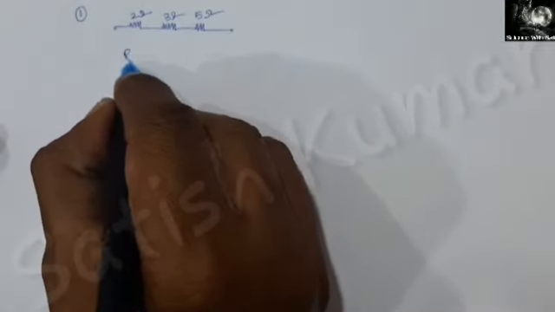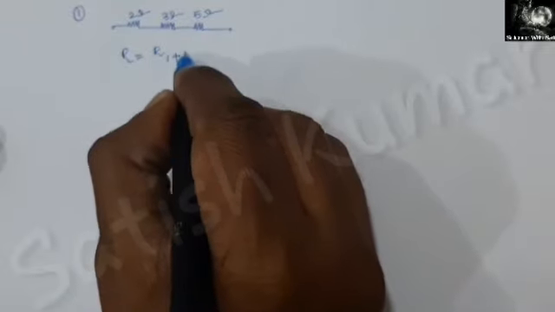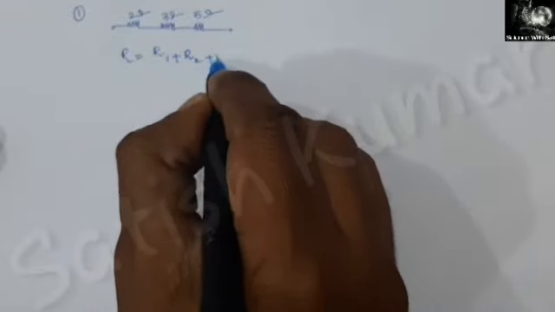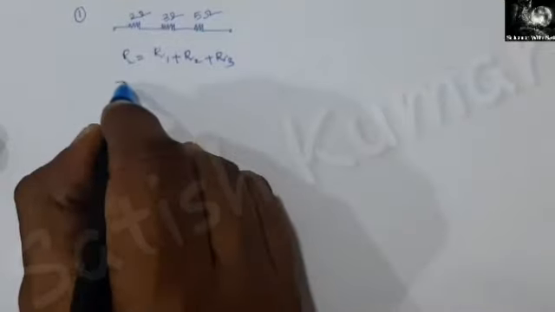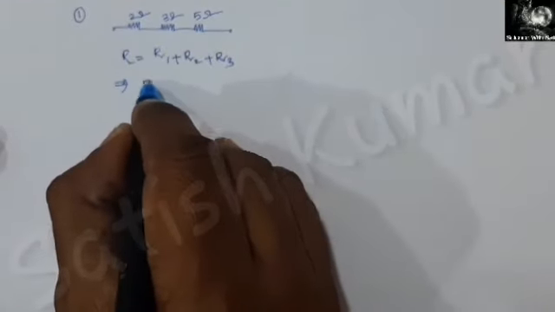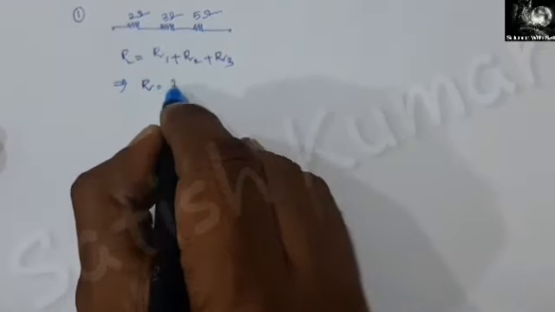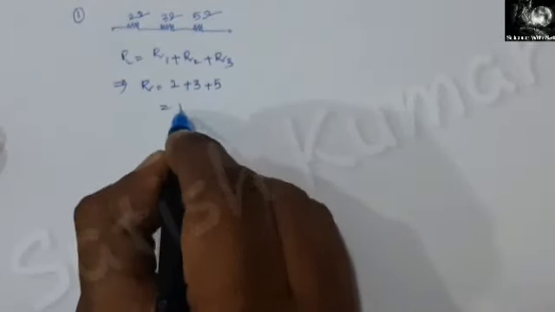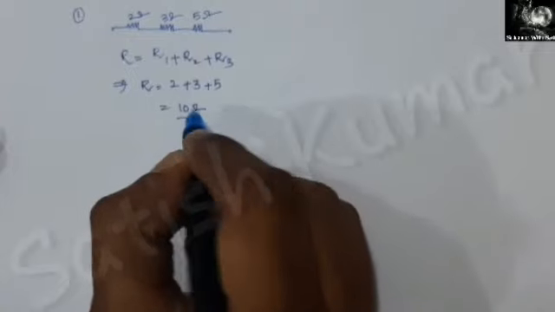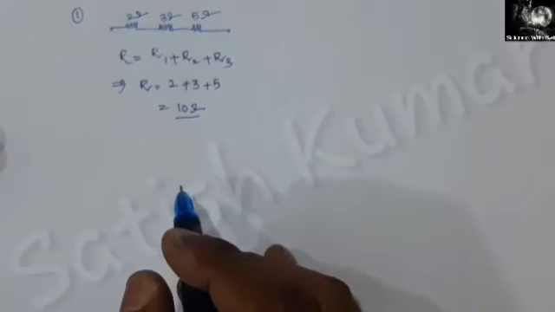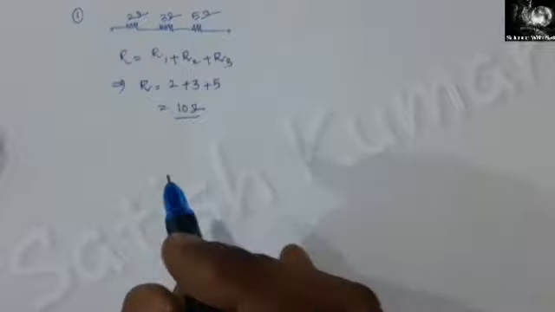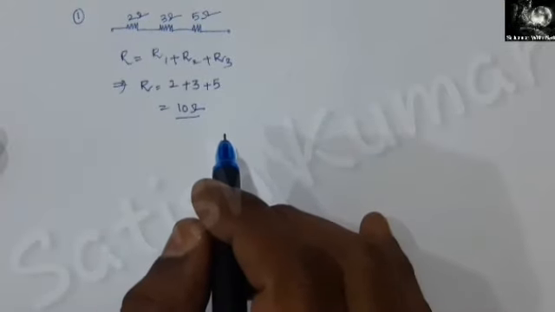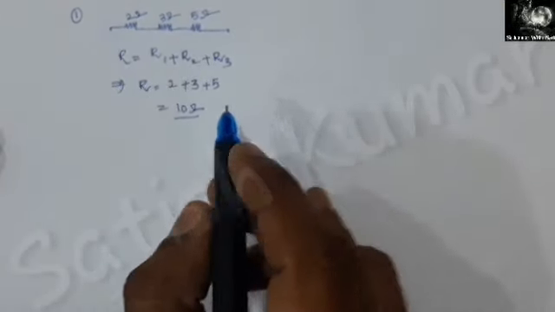So, in series combination the resultant R is given by R1 plus R2 plus R3, implies R is equal to 2 plus 3 plus 5 is equal to 10 ohms. This is very simple. In series combination you just have to add the resistances of the resistors given. Go to the next problem.